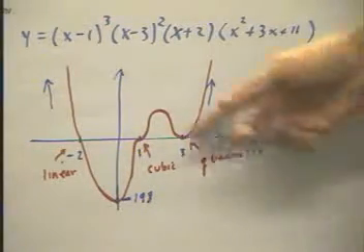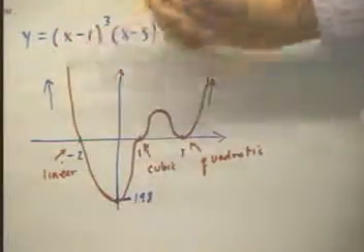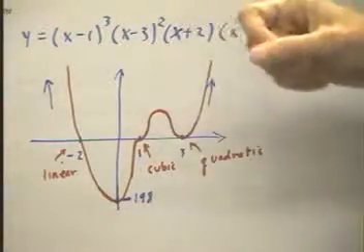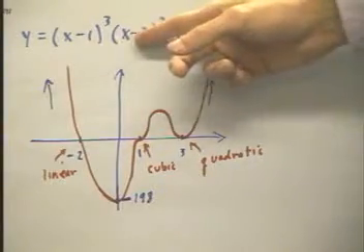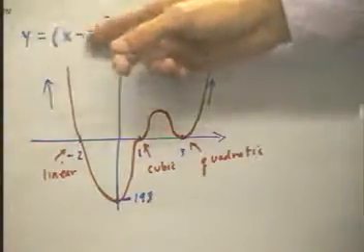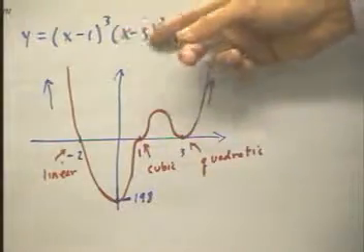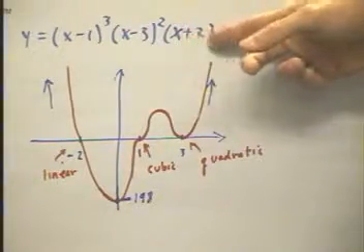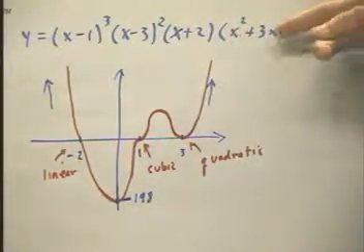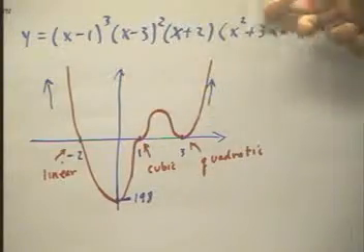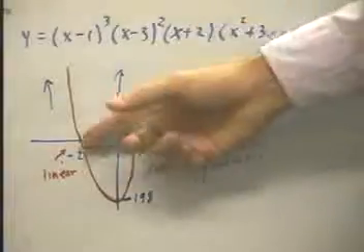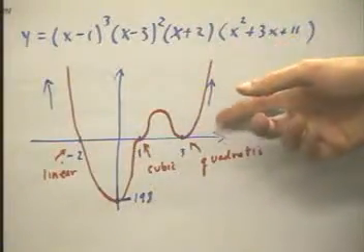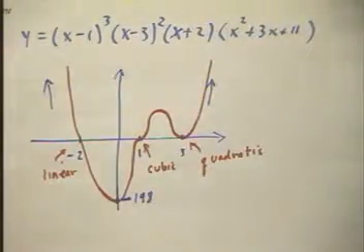Also, if x is a large negative number, we have the cube of a large negative, the square of a large negative, and the square of the large negative is positive. Cube of a large negative is negative, the square of the large negative is positive. This will be negative and this will be positive. So we'll have two negatives and two positives, and that's going to give us a positive. So when x is a large negative number, we're up. Similarly, when x is a large positive number, we're up.